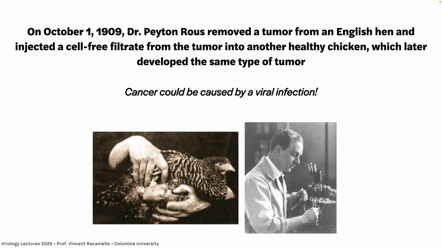So he cuts out the tumor. He grinds it up. He puts it through a filter. Remember, this is 1909, so we now know that viruses can go through filters. He takes what goes through the filter, he injects it into another chicken, and that chicken develops a solid tumor. So he showed that viruses could cause cancer, although he wasn't the first, because others had done it before, but we didn't really understand it.